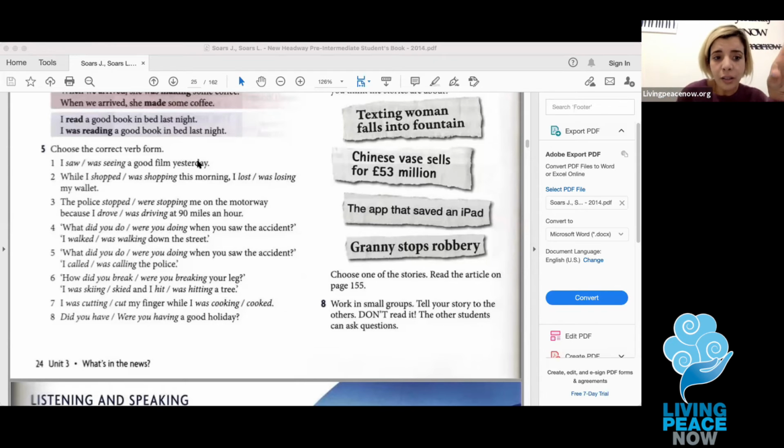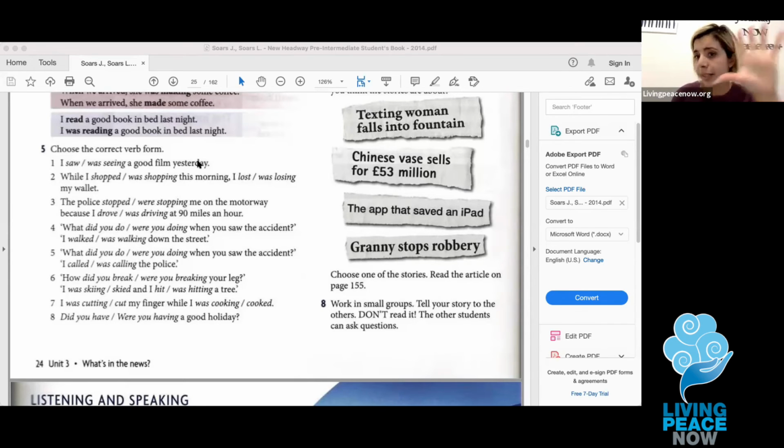And the answer is, I walked or I was walking down the street. If in the first sentence you say, what did you do when you saw the accident? The answer should be, I walked down the street, after the accident. If in the question you say, what were you doing when you saw the accident? Then in the answer, you should say, I was walking down the street.